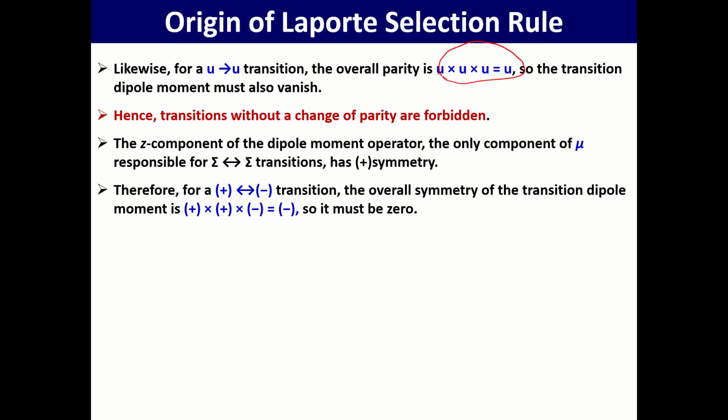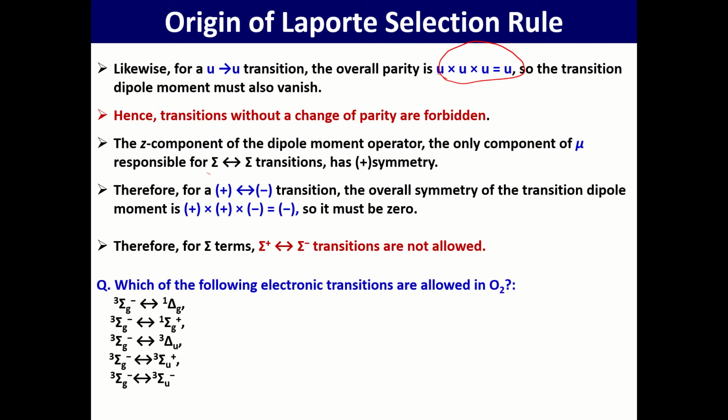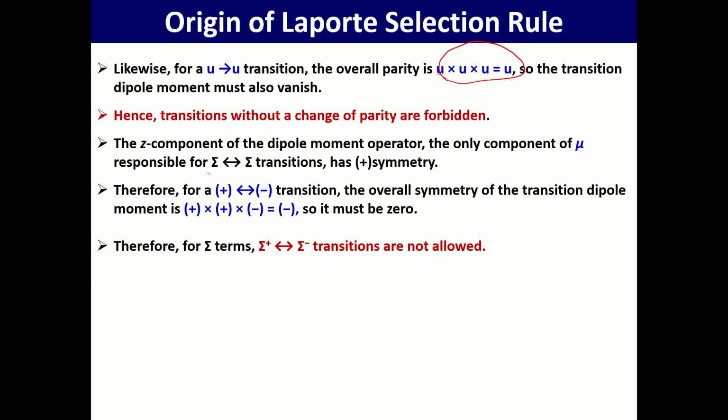When we are looking for the other consideration, the symmetry consideration, that is plus and minus with respect to the deflection operation, then overall symmetry. So this relates to the component of Z. Only the Z component of the dipole moment is effective, and the Z component is along the internuclear axis.